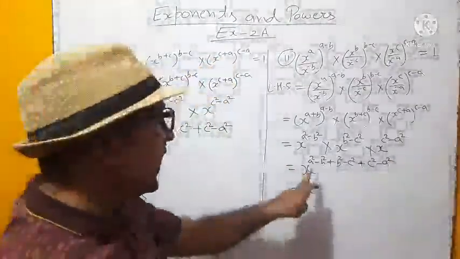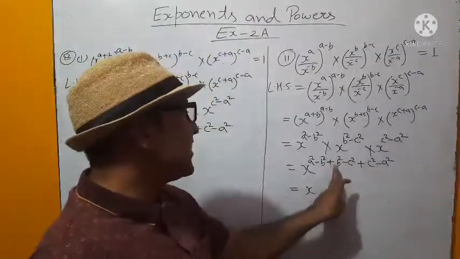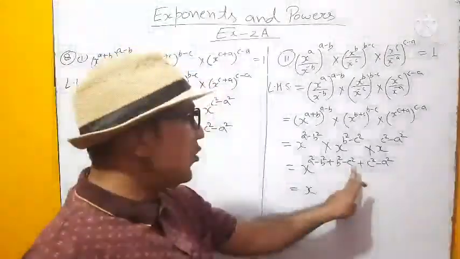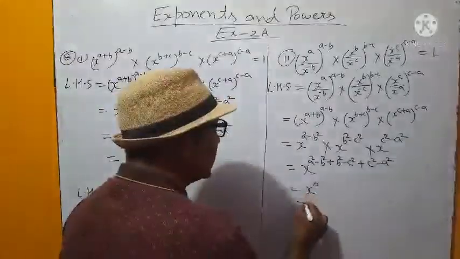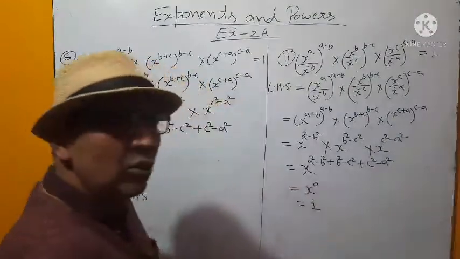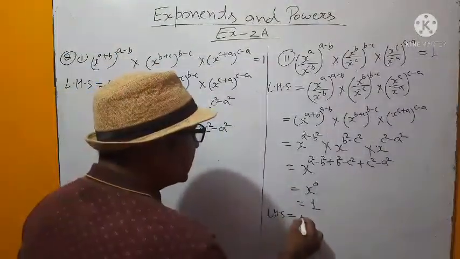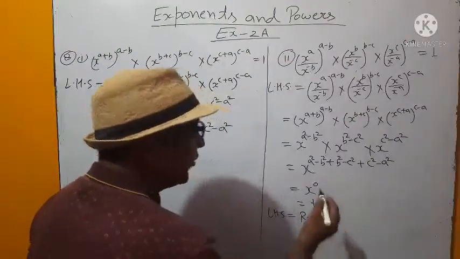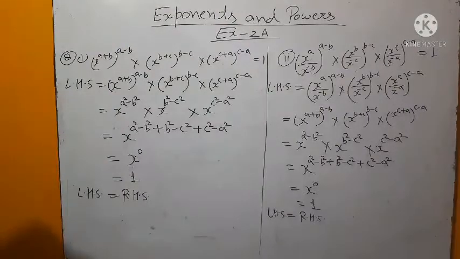Again you are watching that a square minus a square becomes 0, minus b square plus b square becomes 0, minus c square plus c square becomes 0, meaning x^0 which is equal to 1. So again you have proved that left hand side is equal to right hand side. Now write down these.